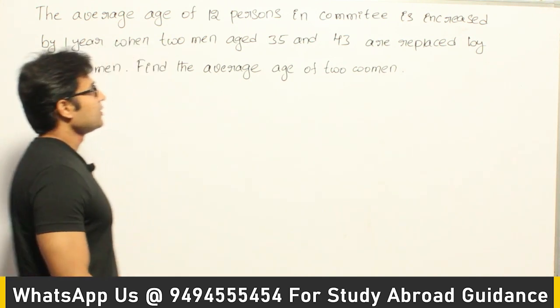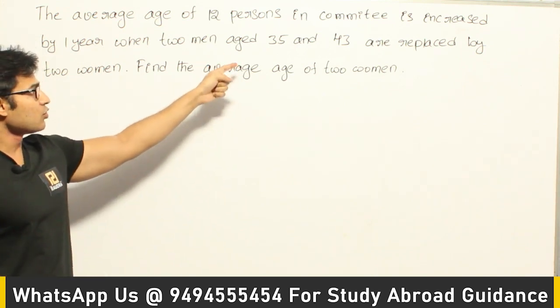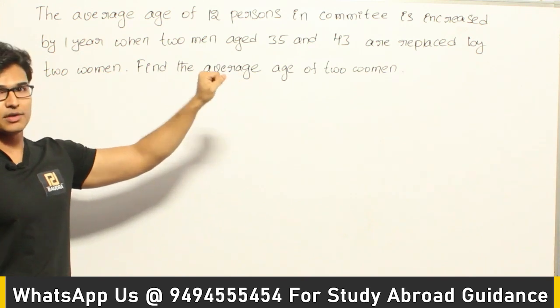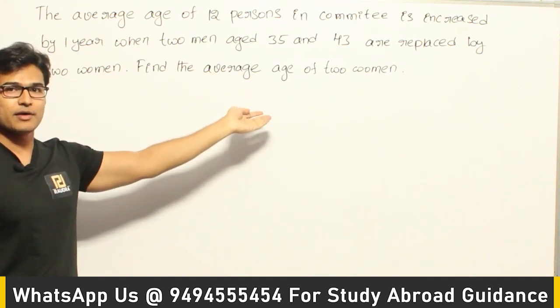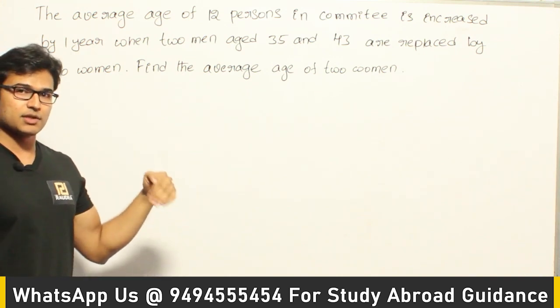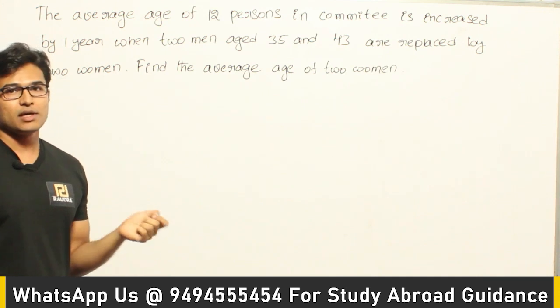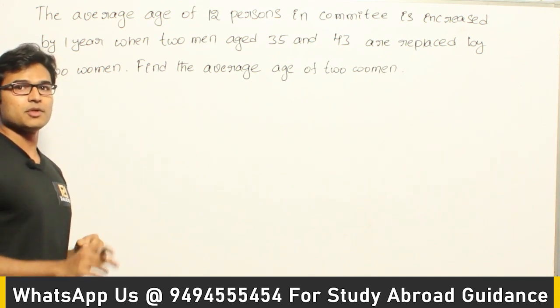So they are saying that initially there is some average with 2 people in that group whose ages are 35 and 43. Later they both are removed and replaced by some other people. Then the average has changed. It increased by 1 year. Now they are asking what would be the average age of the newly added people.